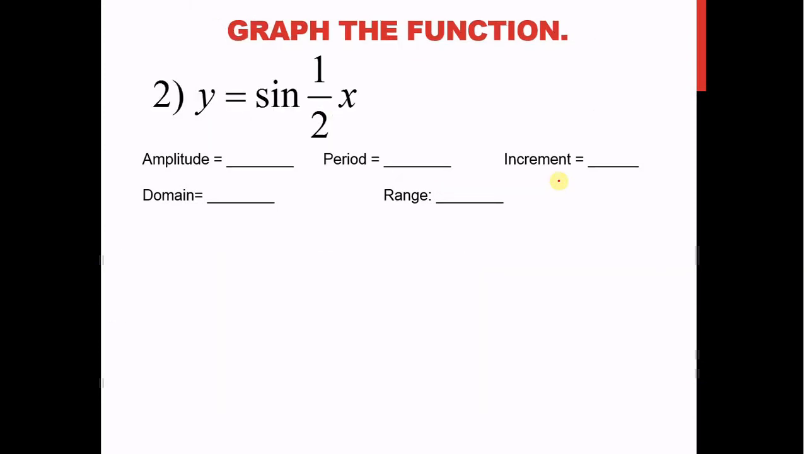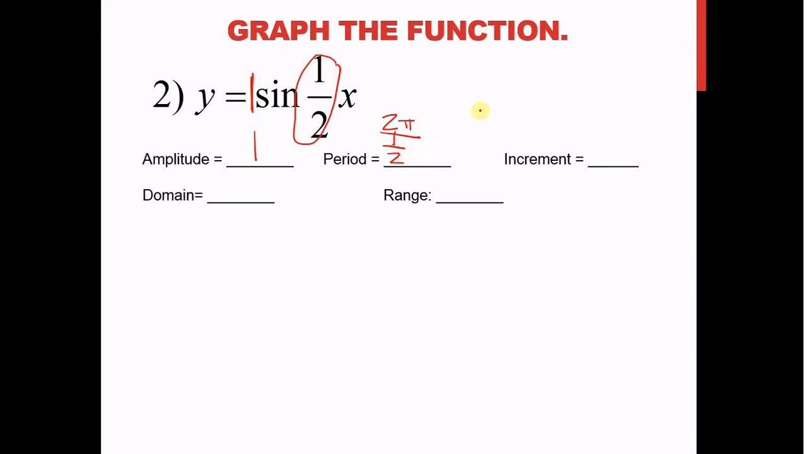Let's take a look at another one. So I need to find my amplitude, my period, my increment, and then domain and range we'll cover at the end. So amplitude, notice how I don't have an a in front, so I'm just going to call it a 1. My period, though, this one's going to be a little different. So 2 pi divided by b. My b is 1/2. Oh, goodness. How do I graph 1/2?